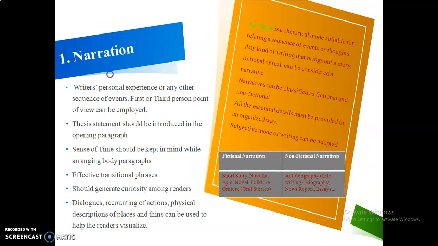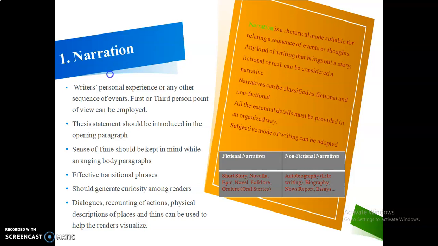First or third person point of view can be employed. Usually first person point of view should not be included in academic writing, but in a narration or narrative essay you can employ first person narrative. You can use I felt, I thought, like that.